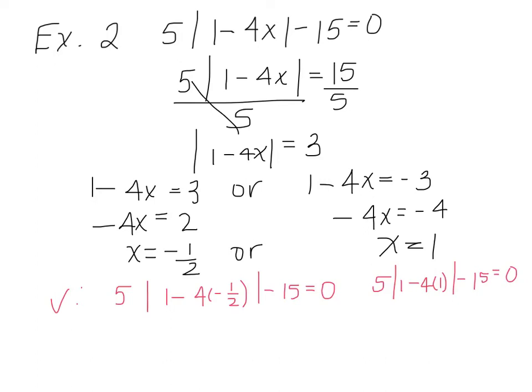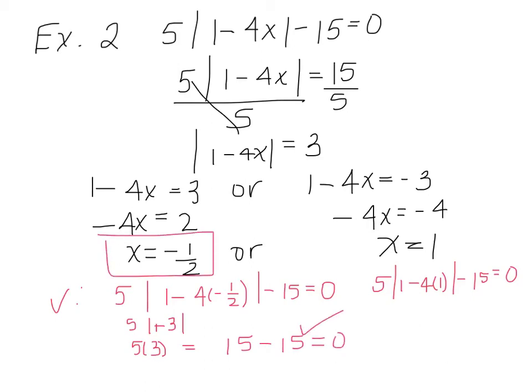Okay, negative 1/2 times negative 4 is 2. Or negative 2. 1 minus negative 2 is negative 3. And the absolute value of, that's positive 3. Absolute value of 3 is 3. 5 times 3 is 15. So we have 15 minus 15 equals 0. That's true. So this one works.